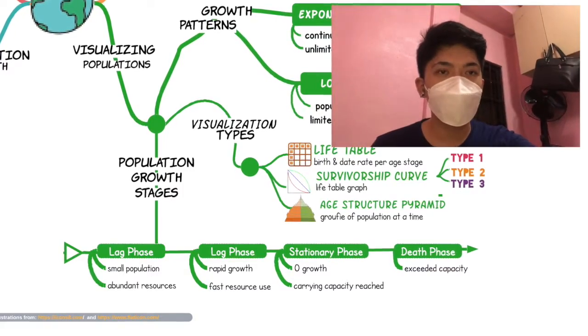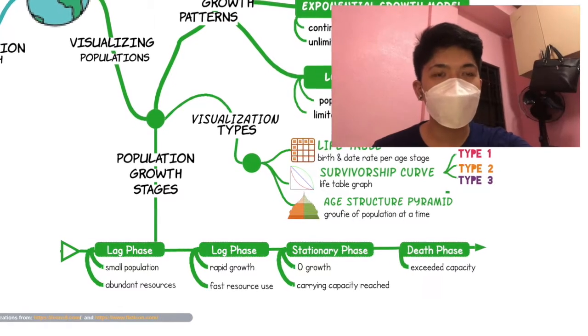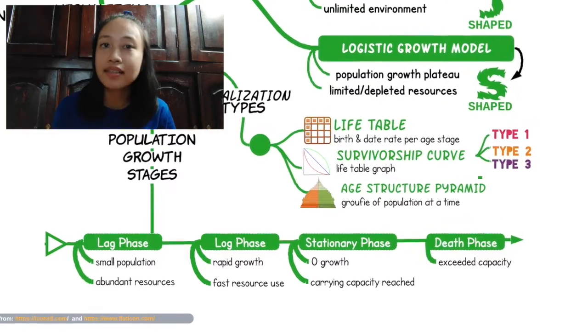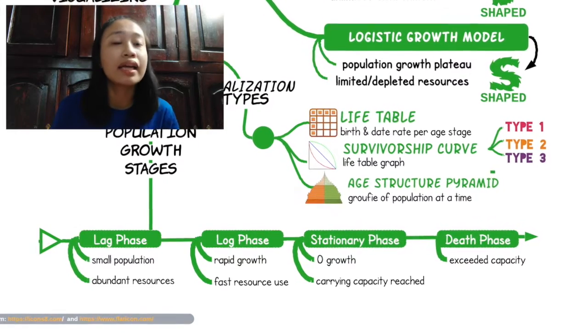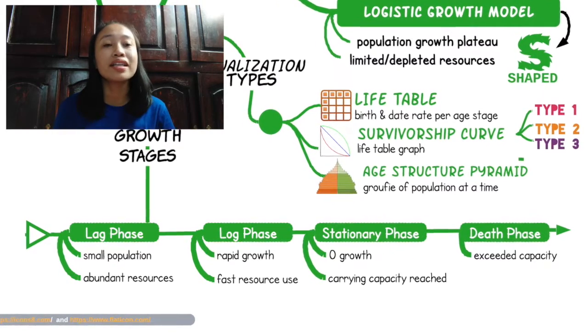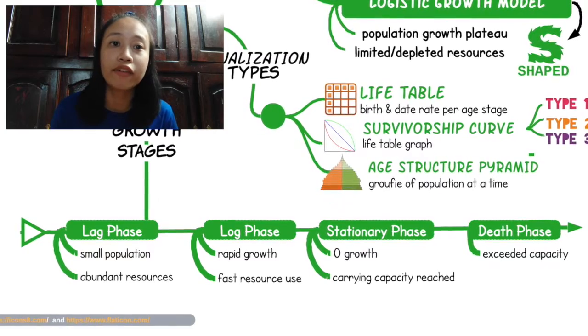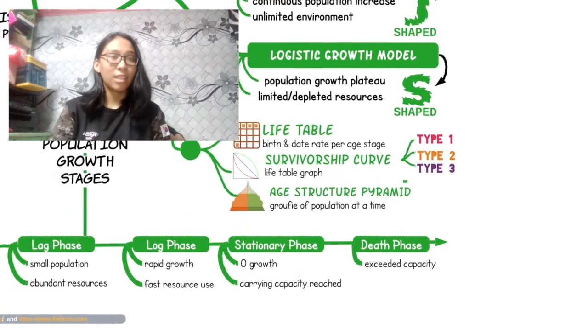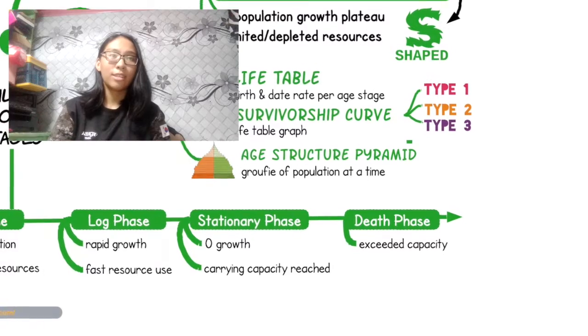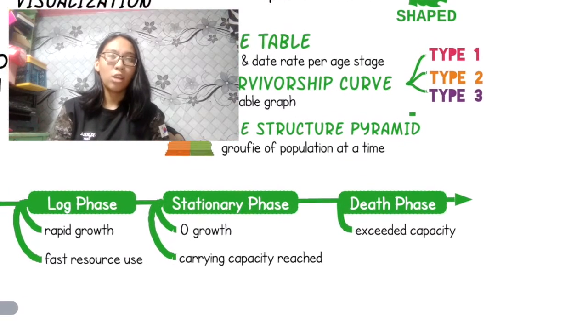It consists of four different phases, namely lag phase, log or exponential phase, stationary phase, and the death or decline phase. In the lag phase, the population is small, hence, the resources are abundant. In the second phase, which is the log or exponential phase, there is a rapid growth in the population and a fast utilization of resources. While in the third phase, known as the stationary phase, it has already reached its carrying capacity, therefore it has zero population growth. The last phase is known as the death or decline phase, where the population has already exceeded its carrying capacity.